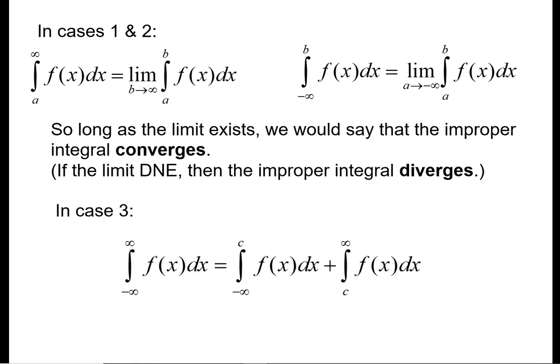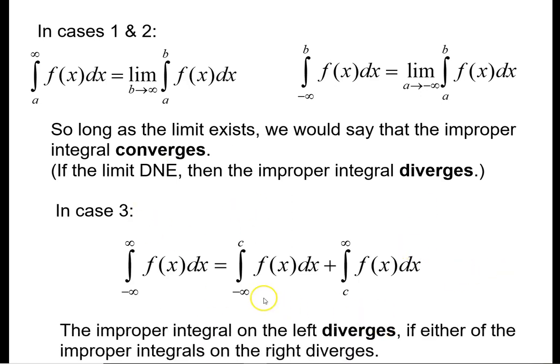In that third case, where we have the double integral, we have 2 of them together, we say it diverges if either of these integrals diverges. And we'll do some examples here.